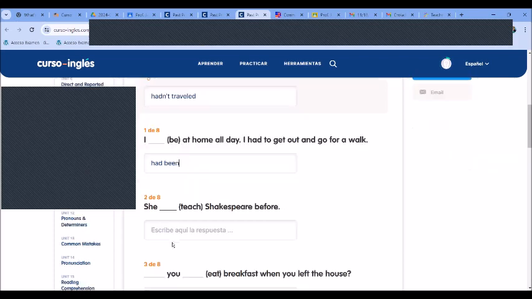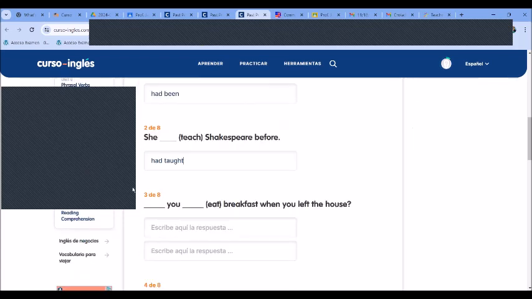Paula. She had teached Shakespeare before. All right. This is an irregular verb. She had taught. Okay. She had taught Shakespeare before. All right. Let's go to a question form now. Alondra.